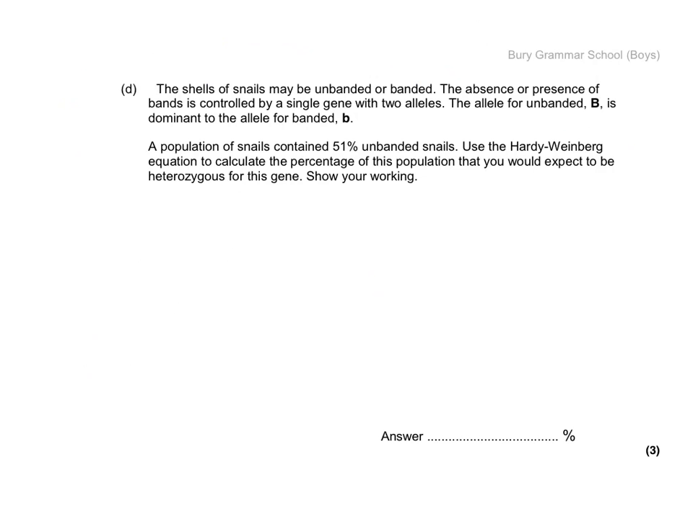So in this example, the shell of snails may be unbanded or banded. The absence or presence of the bands is controlled by a single gene with 2 alleles. That's good for us because we can only use the Hardy-Weinberg equation with those particular characteristics. It has to be a single gene and it has to be only 2 alleles. So the allele for unbanded, B, is dominant to the allele for banded. So unbanded is dominant. That immediately tells me that capital B is equal to p in our equations, lowercase b is equal to q.